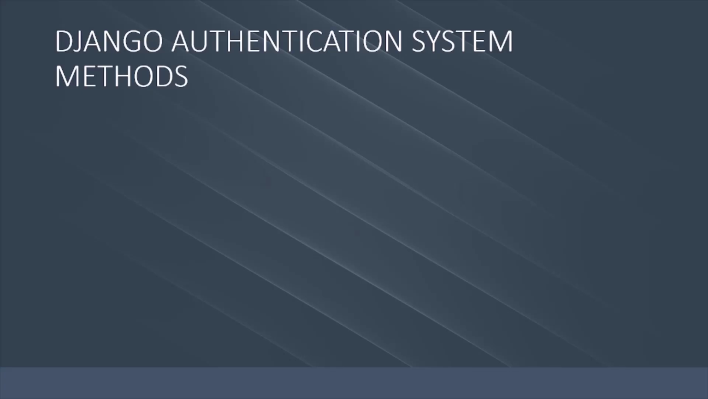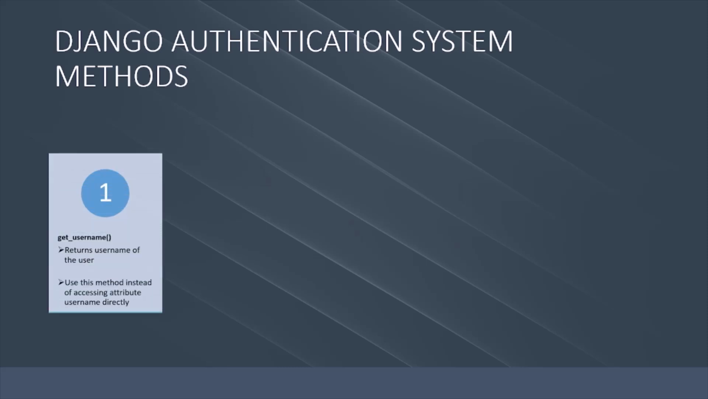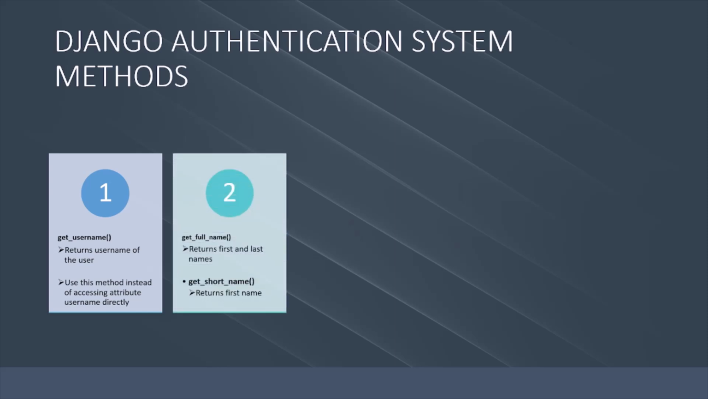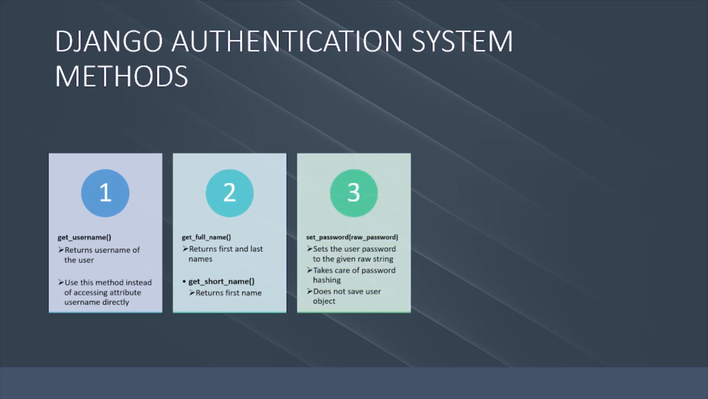Now let's look at the methods of the Django authentication system. And we have first get_username. It's recommended to use this method instead of accessing username directly. We then have get_full_name and get_short_name. We also have set_password, which sets the password to the given string we pass through raw_password. Note that Django takes care of password hashing through this method, but this method will not save the user object. We need to explicitly call the save method to save the user object.